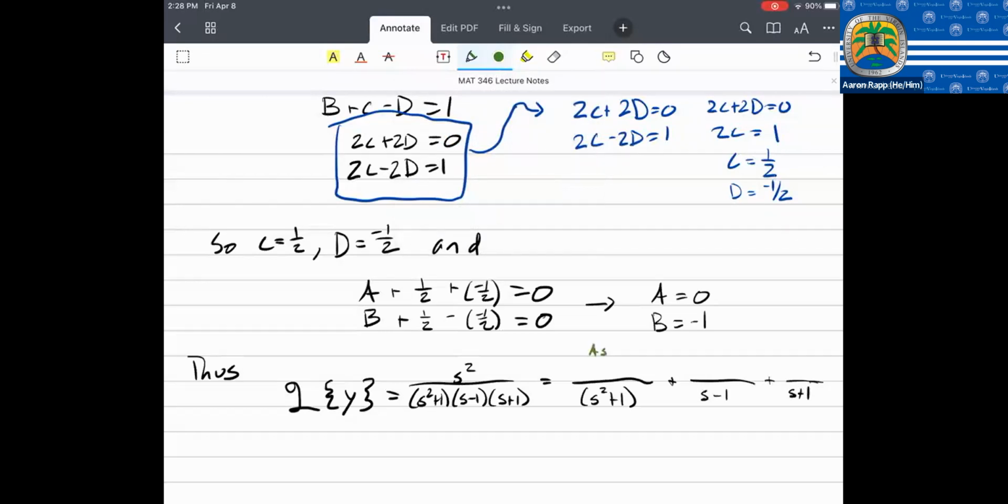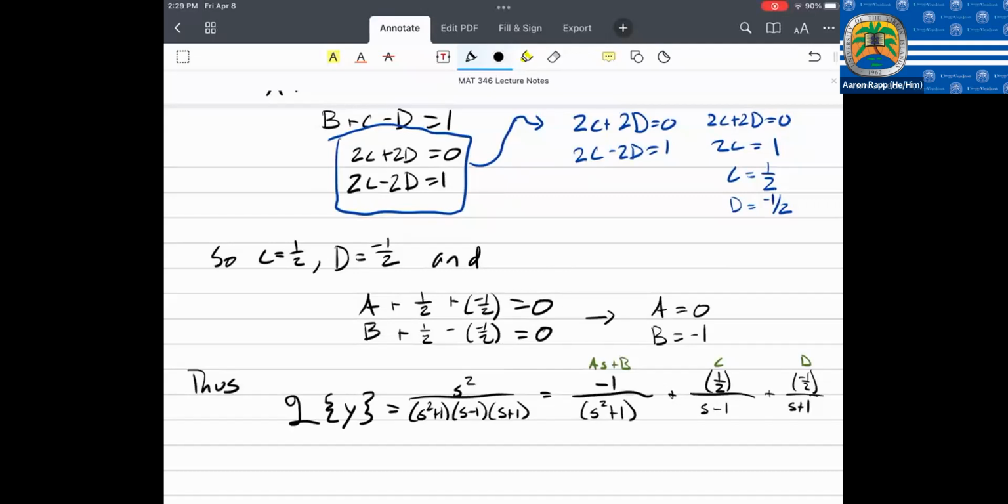Originally, this was A times s plus B over s² plus 1, and C and D over the other factors. We said A is what? 0. B is -1, which means it'll just be broken down into 1 over s² plus 1. My C was 1/2, so this will be plus 1/2 divided by s minus 1, and then -1/2 over s plus 1. So how are we doing so far?